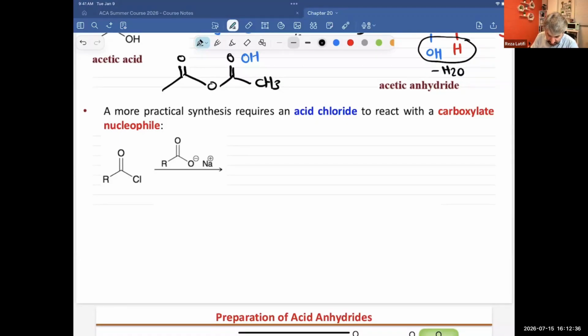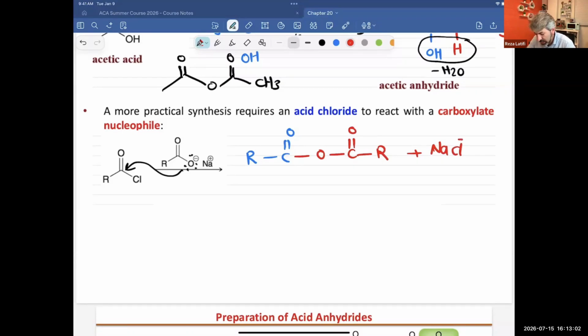The carboxylate, because it has a negative charge, is more ready to actually get involved with a nucleophilic reaction. The O will go after the carbonyl, and it will kick the chloride out of the system. So we get RCO, and then here we will have O, CO and R. And what's going to happen to the chloride? The chloride will be paired with sodium and it will form sodium chloride, or salt.